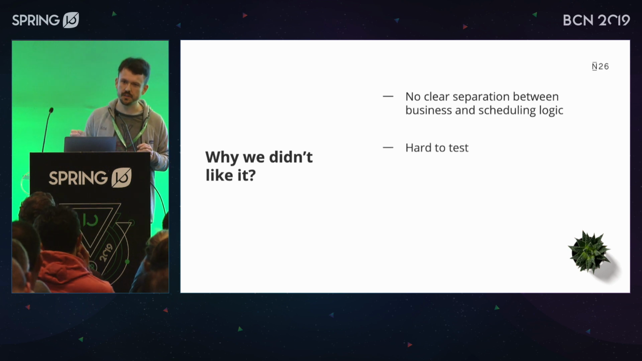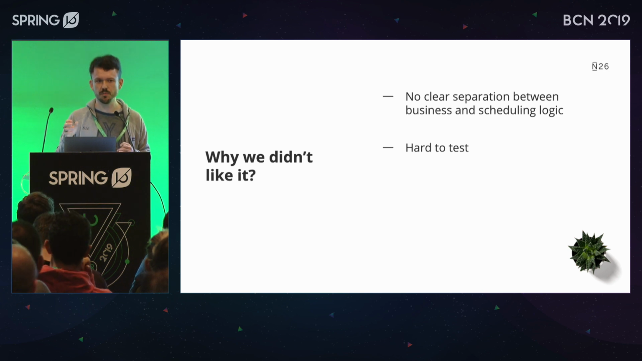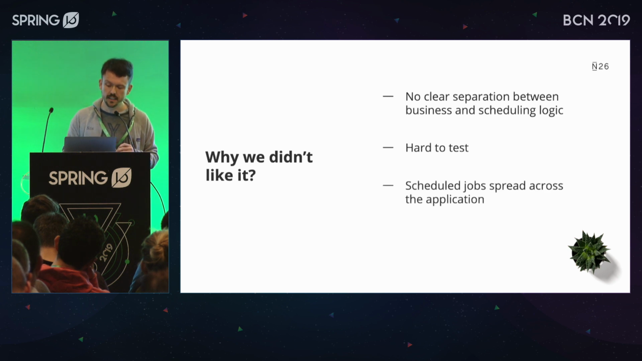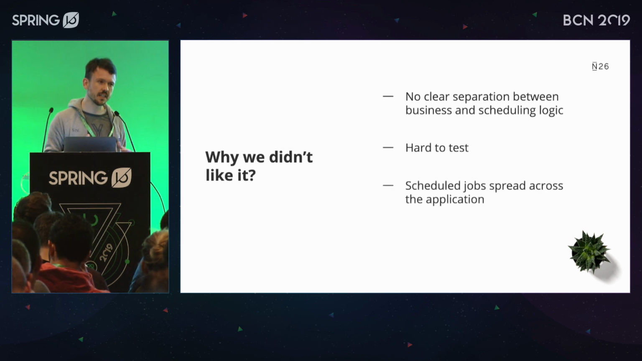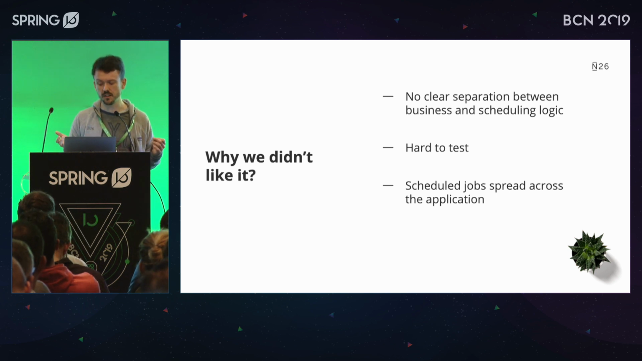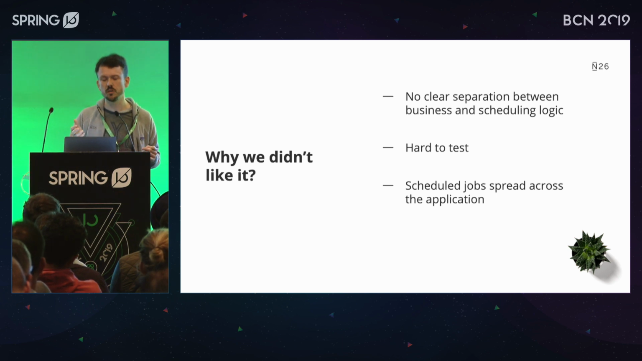Also, we found out that it was not that easy to test. So we have this annotation, but writing a simple unit test verifying that this part of code is scheduled and that this part of code will run as often as we want was not obvious. And the last, we found out that when the application started to grow, we had more and more jobs scheduled, and it became a little bit of a mess because the jobs were just spread through the application. And if someone would like to verify what tasks are happening in the background, it's not that easy. You would need basically to search through the whole application.